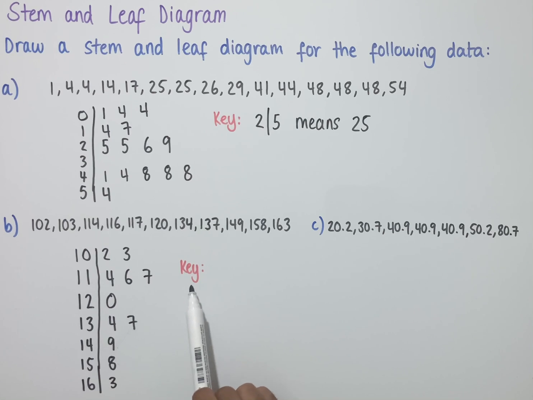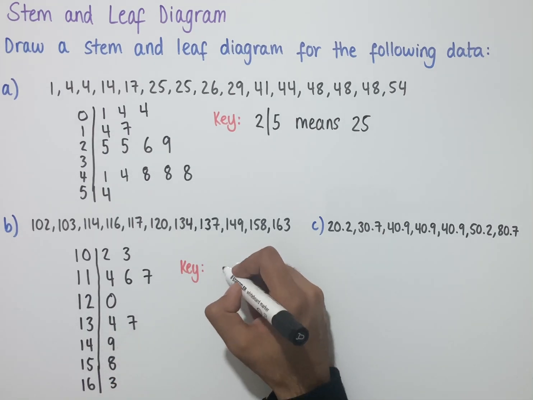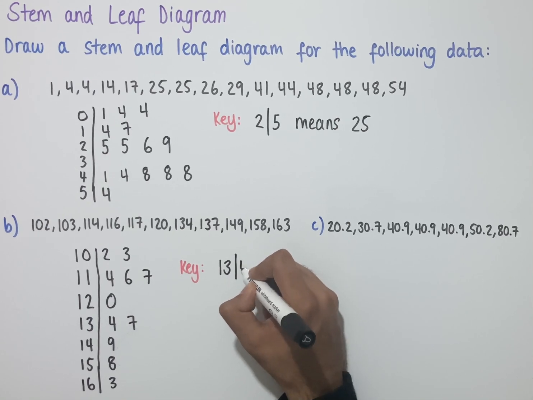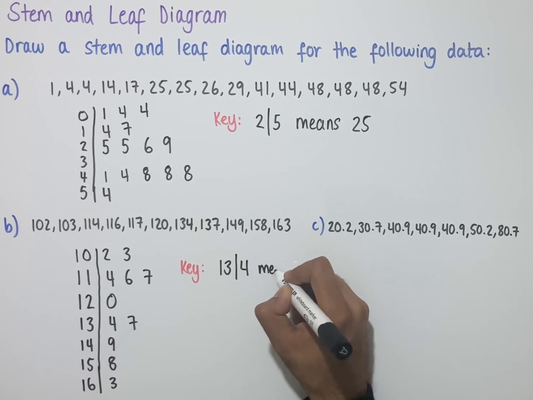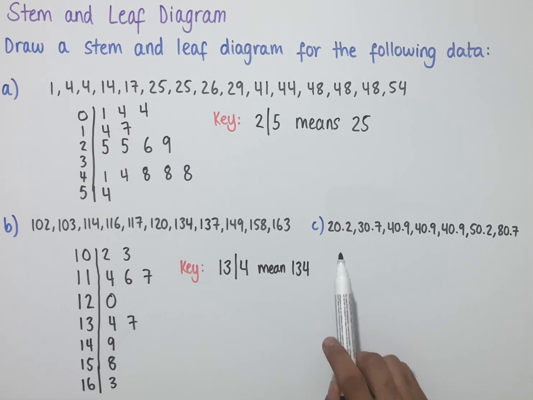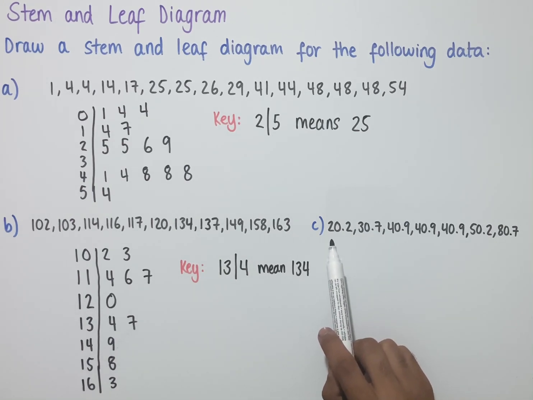We write a key to explain how we read off the numbers from this stem and leaf diagram. Again, choosing any number, in this case I'll choose 134, then we have 1, 3, a line and 4, which means 134.